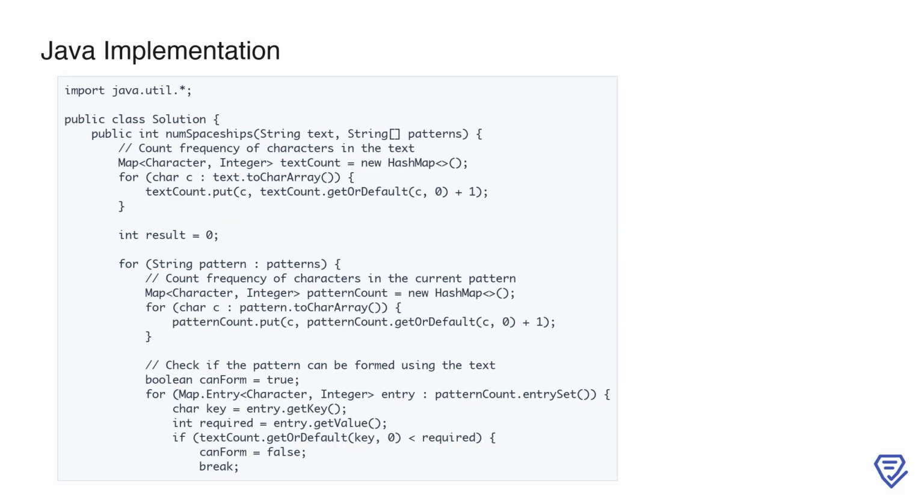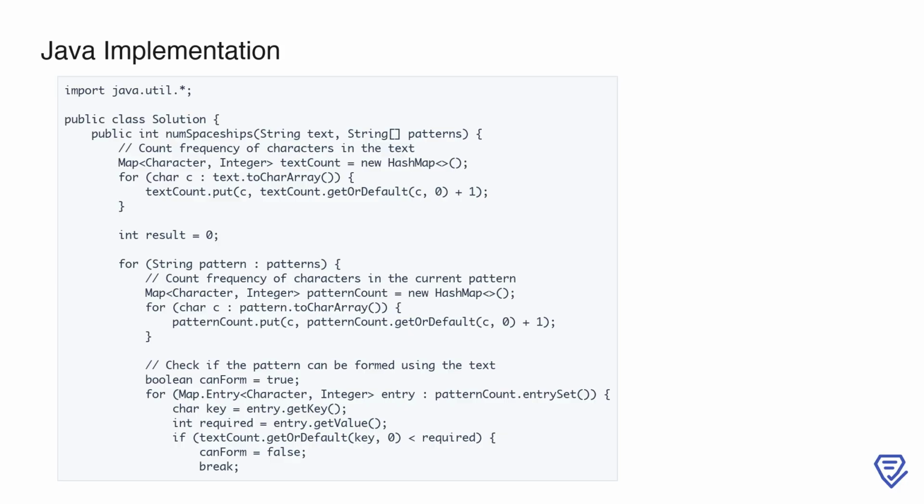Here, we start by importing the necessary libraries and defining our class, Solution. The main method of interest is numberOfSpaceships, which takes two inputs, a string text and an array of patterns. Our goal is to determine how many of these patterns can be formed using the characters in the given text. To achieve this, we first calculate the frequency of each character in the text using a hash map. This allows us to efficiently store and retrieve the count of each character.